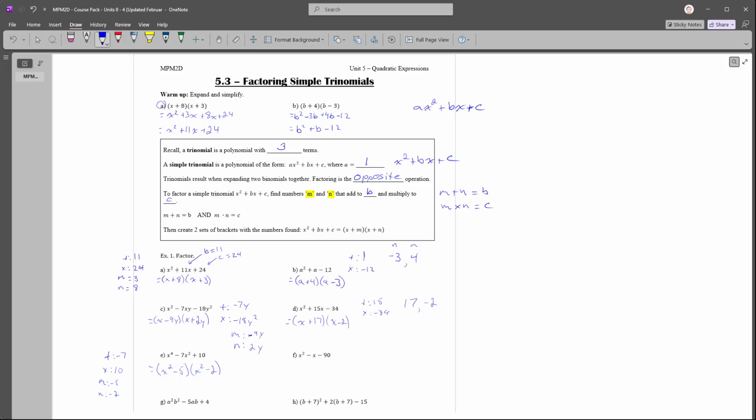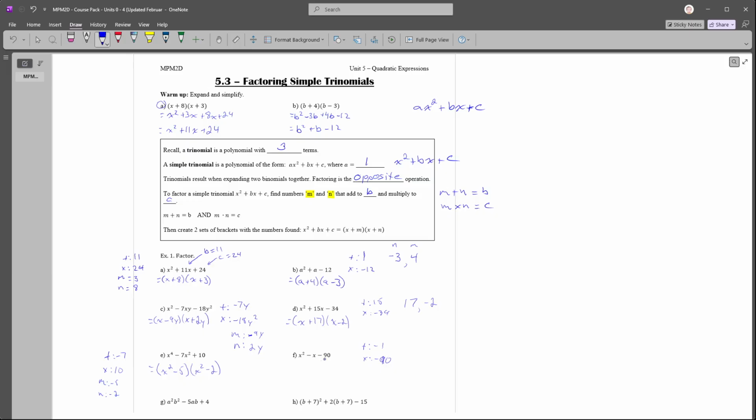Here we have x squared minus x minus 90. Well, that's a big number for c. So this is going to put us through our paces a little bit, so we have to think about it. What are they going to add to? They're going to add to negative 1, and they're going to multiply to negative 90.